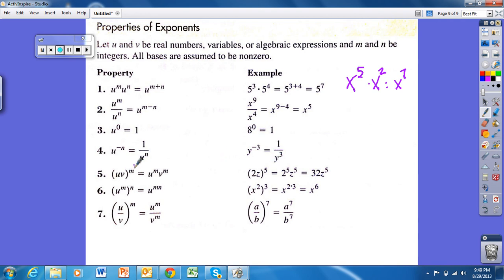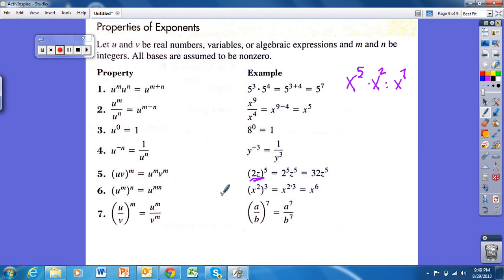This one, the exponent belongs to both members of the parentheses, so you have u to the m, v to the m. So this is really tricky when you get numbers in here, because you have to do 2 to the 5th and z to the 5th, which becomes 32z to the 5th. When you have one exponent inside and one exponent outside, that's when you multiply the exponents. So this becomes x to the 6th.